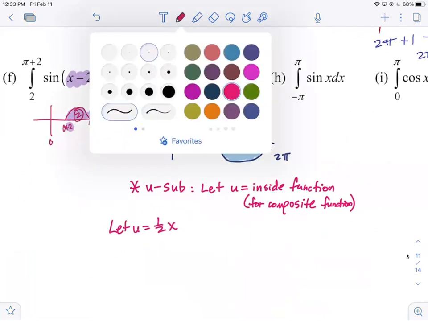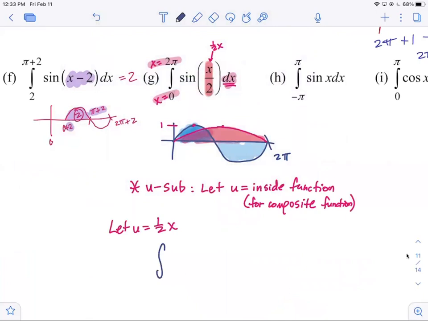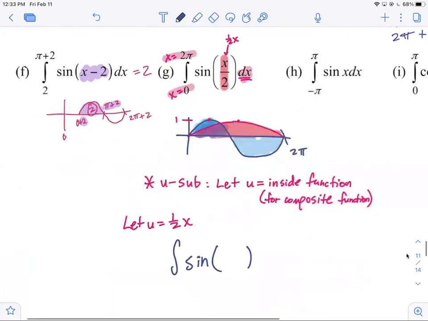I'll even use a new color. It's going to be the integral. Sine is still going to be sine. But let's do the obvious replacement first. Instead of sine of x over 2, if I let u equal x over 2, it's now sine of what? U. Sine of u, right?